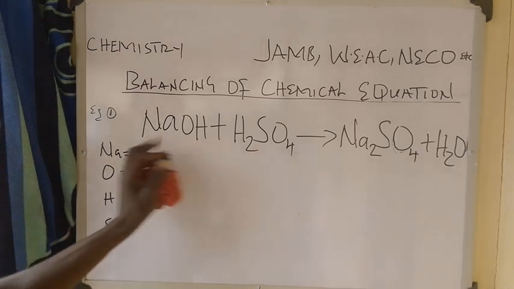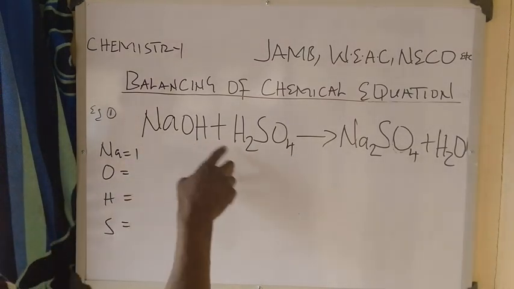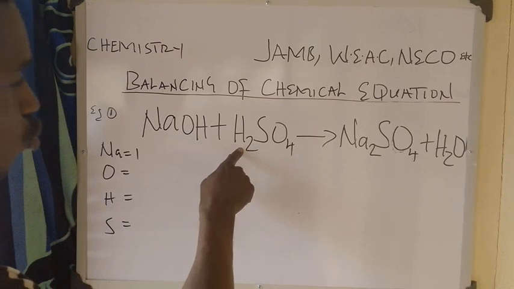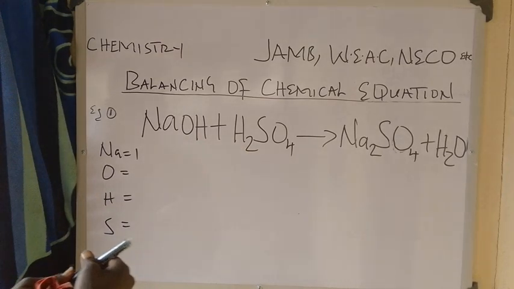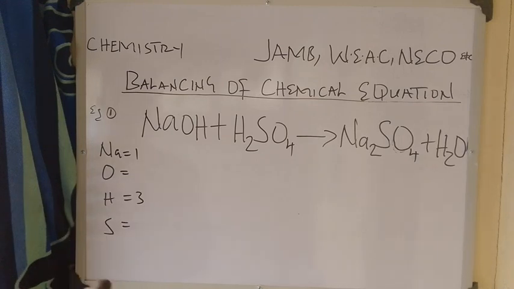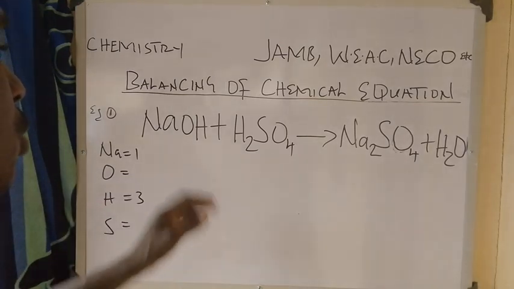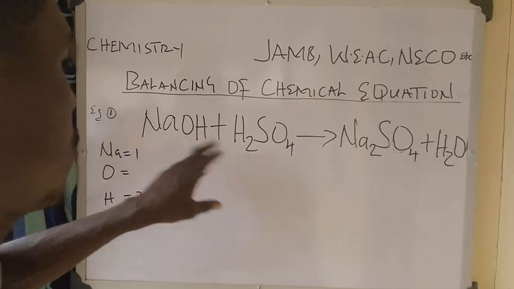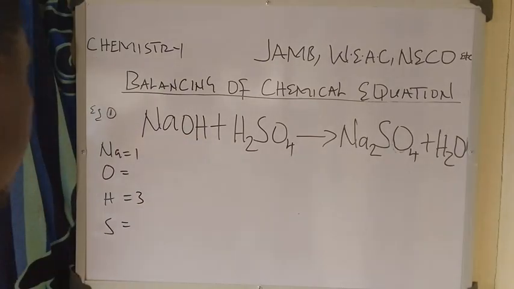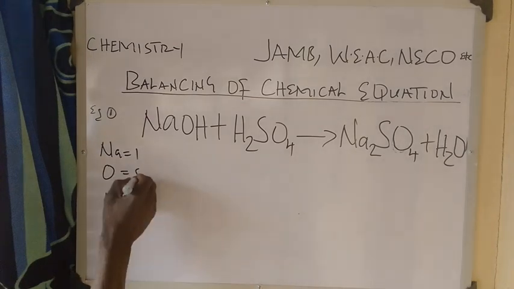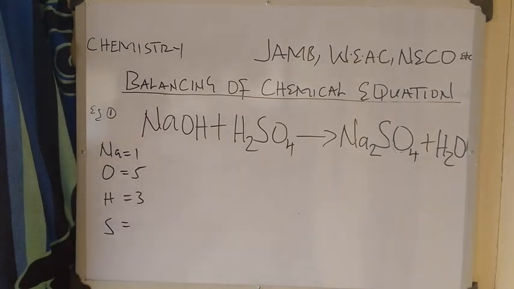Then how many hydrogen atoms do we have here? This is 1 here plus 2. That's hydrogen is how many? 3. Then how many oxygen do we have? I have 1 here plus 4 here. Makes it how many? 5. Then how many sulfur do we have? Sulfur here is just 1. You write it like this.